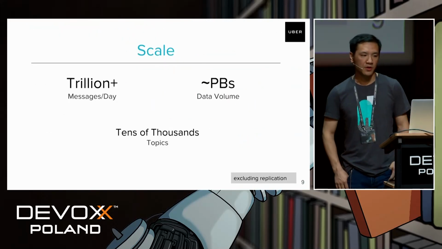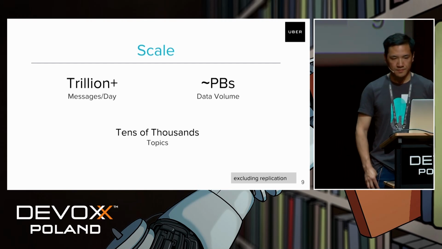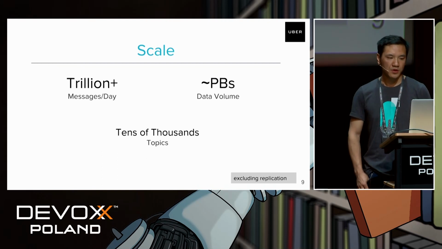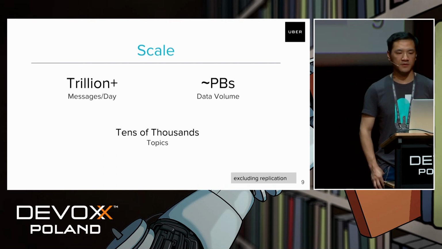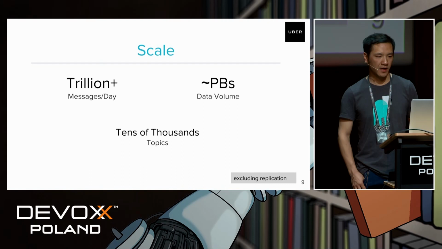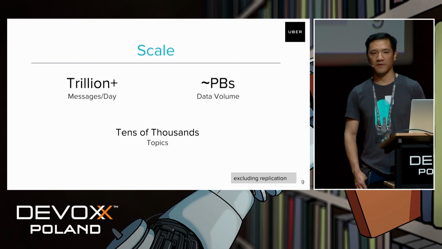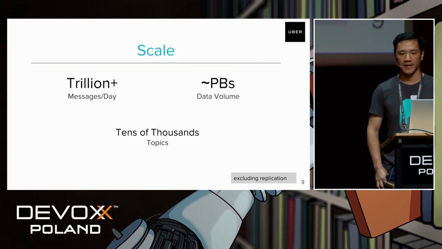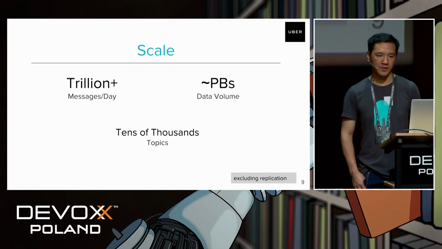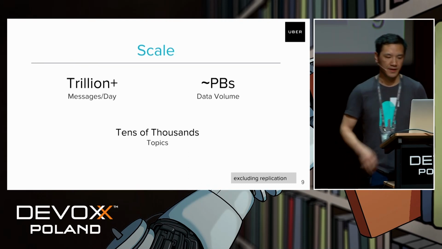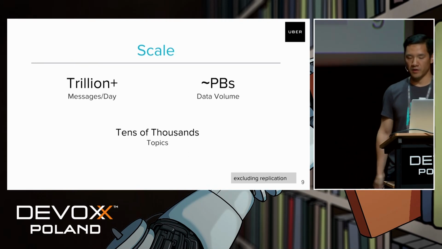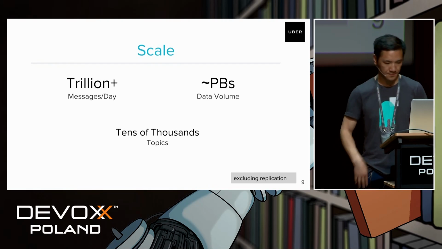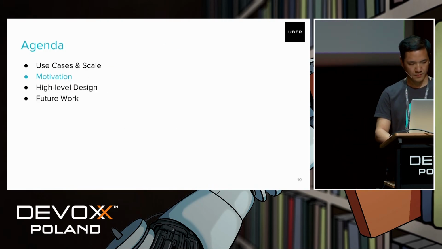All right, so let's talk about scale. This is actually my favorite slide. We are serving tens of thousands of topics in our Kafka clusters, which contribute to trillions of messages per day. And that's tens of petabytes of data per day. And all of these numbers are excluding replications.